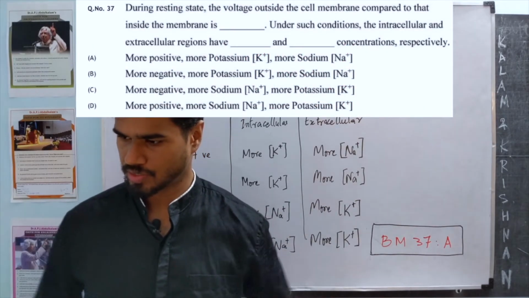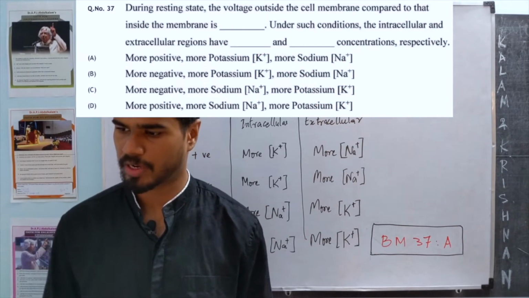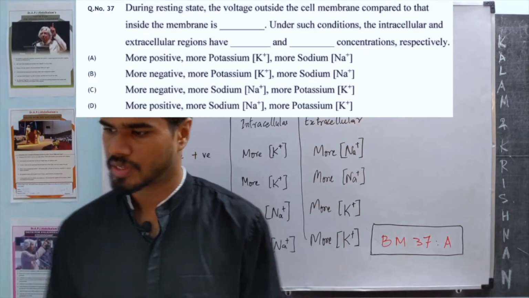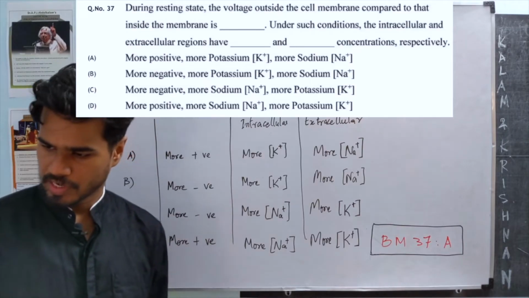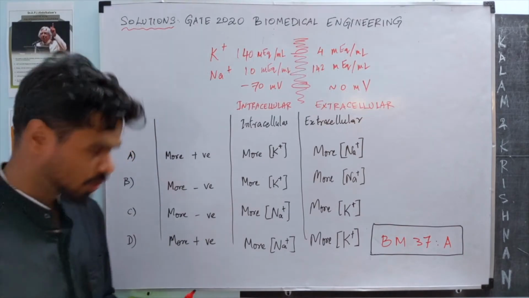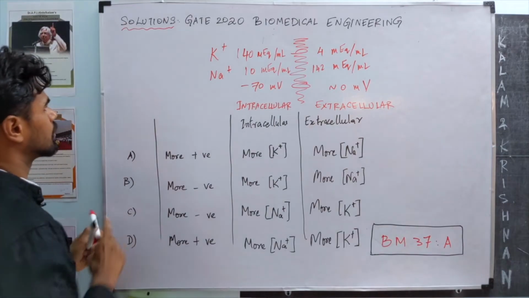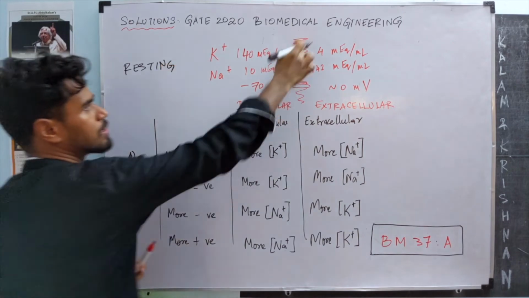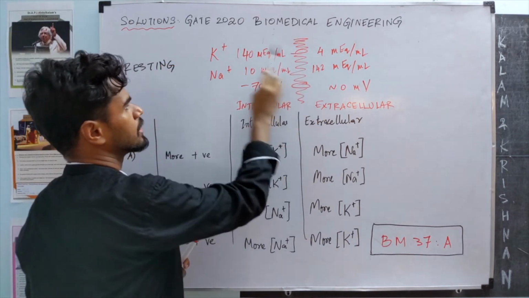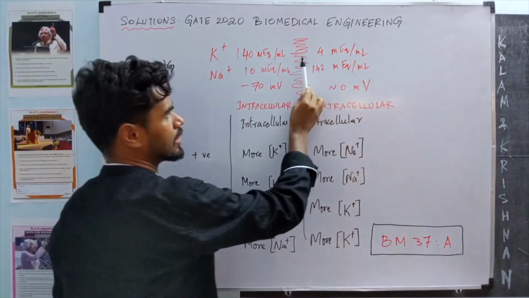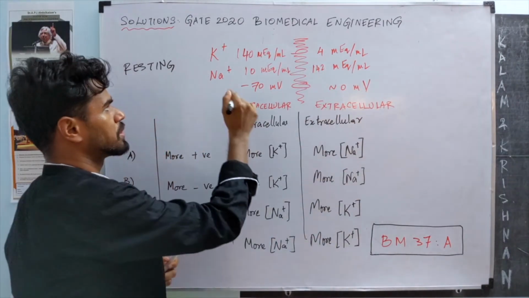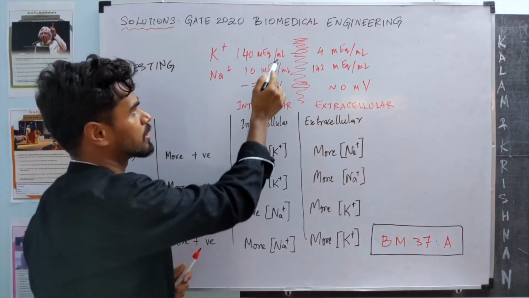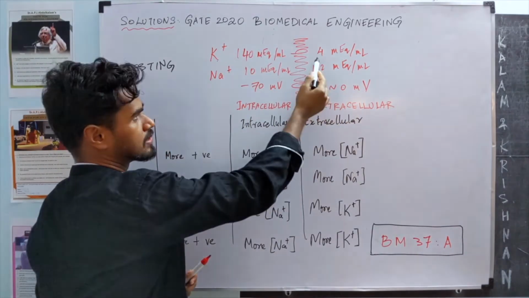During the resting state, the voltage outside the cell membrane compared to that inside the cell membrane is dash. Under such condition, the intracellular and extracellular regions have dash and dash concentrations respectively. Okay, so we are looking at, first of all, the resting state. Under resting state, say we have a cell membrane with the intracellular side on this side, and the extracellular side on that side. Usually there are more potassium ions inside the cell, about 140 milliequivalents per ml, and outside the cell it's just 4.